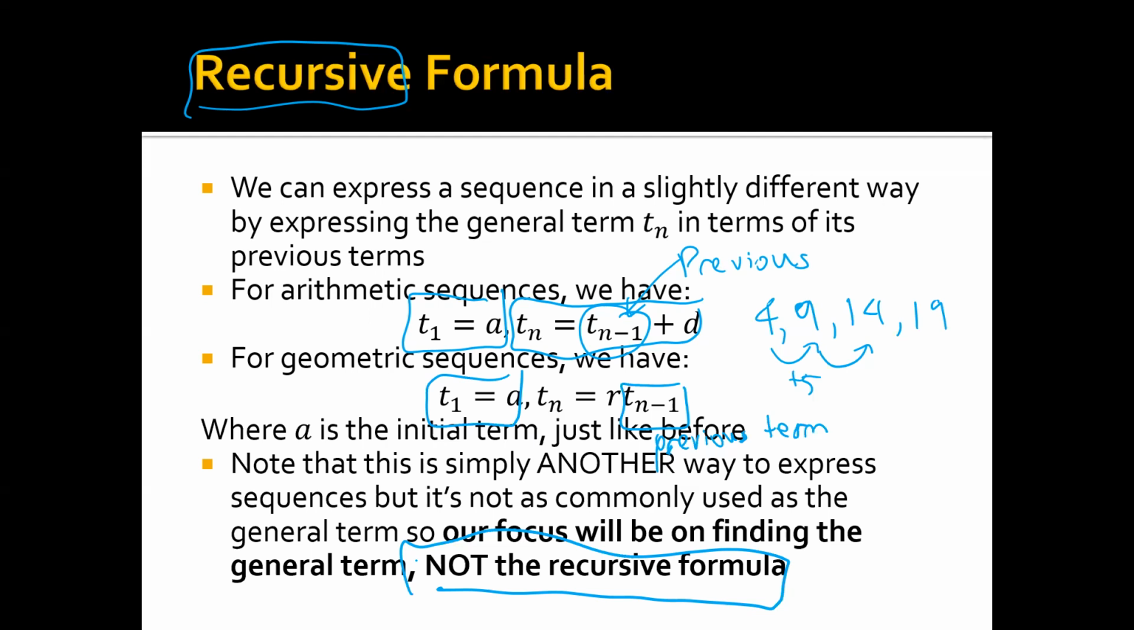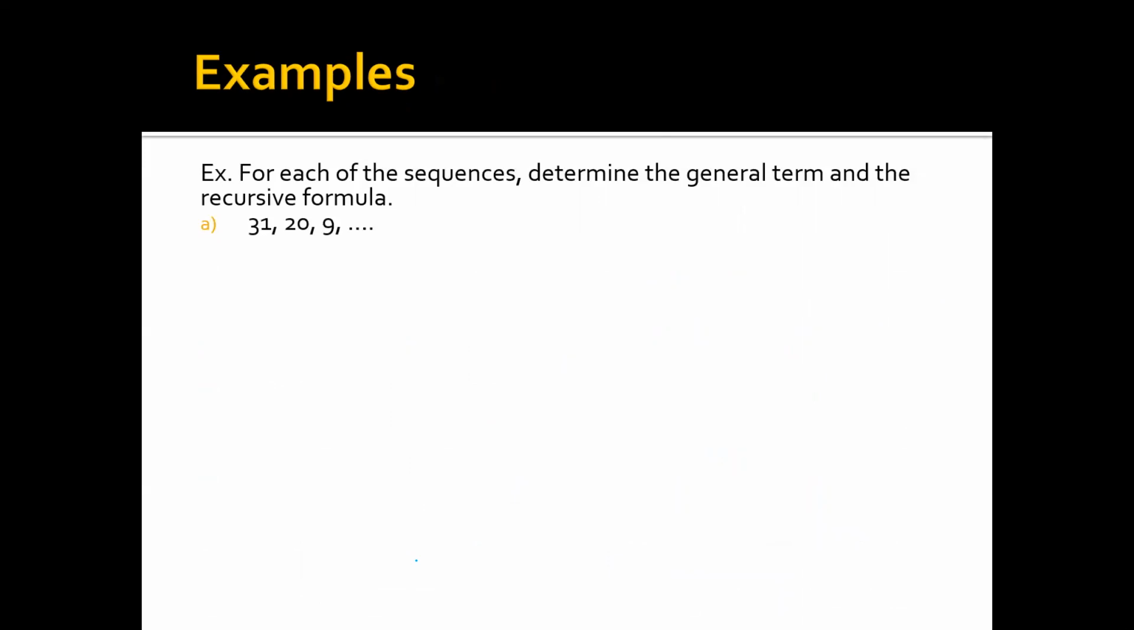I wouldn't bother with these questions, but I just want you to be aware that if the textbook brings up the recursive formula, that's what they're talking about. As a rule of thumb, you can ignore those questions. You have all authority to do that. So here's an example. I'm going to show you how to do this. Again, I'm not testing you on this, but I figured you should at least be aware of it so that you can say, okay, I recognize that form. I at least know what it's referring to.